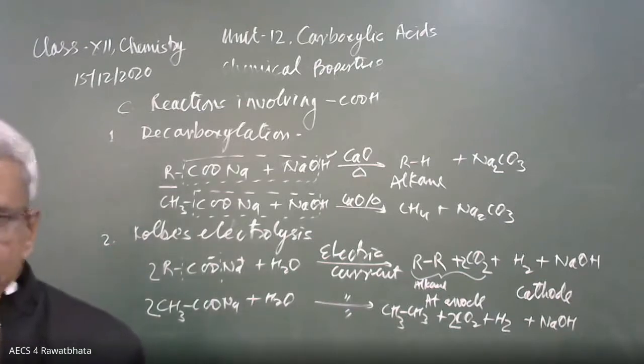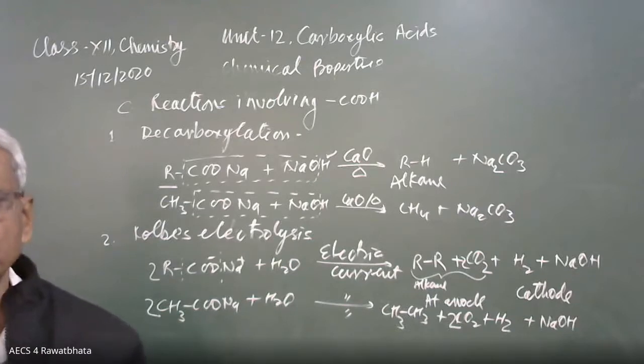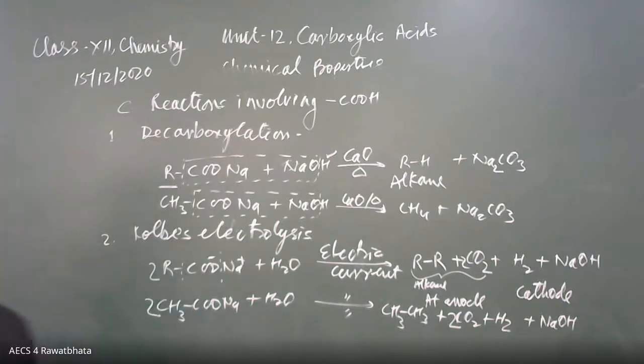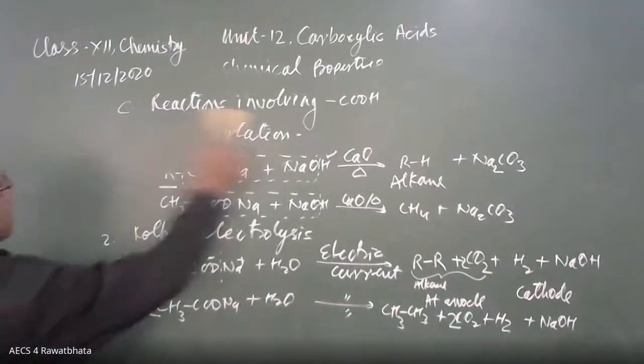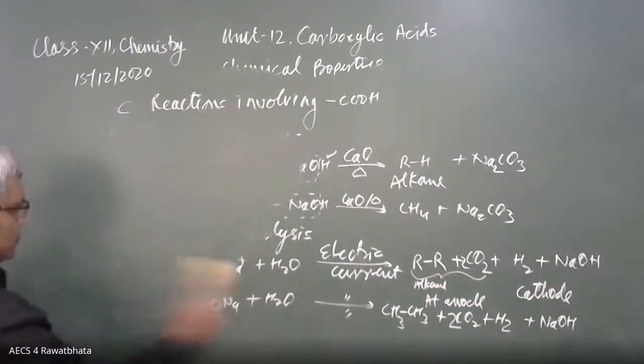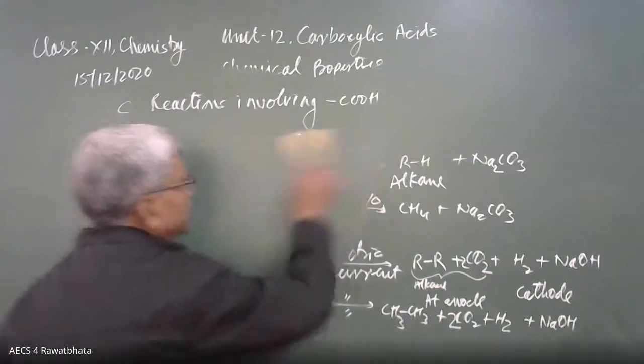This is the reaction of Kolbe's electrolysis. Kolbe's reaction is coming a second time. First in the properties of phenol, and now the second time in the properties of carboxylic acid. These are the two reactions where the carboxylic group participates. That's why it is called reactions involving the carboxylic group.